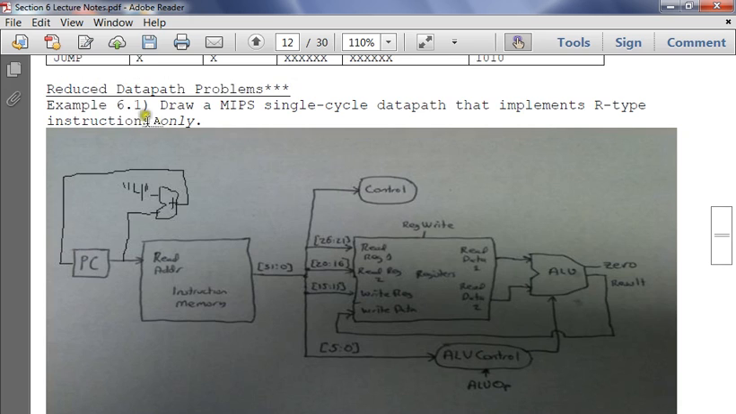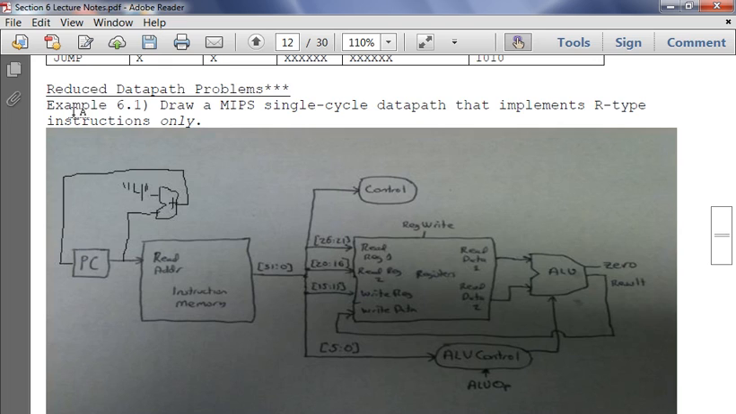So, explain what's going on here. Here's a type of problem you would actually see on an exam. I'll call it the reduced MIPS data path. The example is: draw a MIPS single cycle data path that implements R-type instructions only. On an exam, I would give you two, like add load word, add immediate store word, add branch. Those kind of combinations, right?